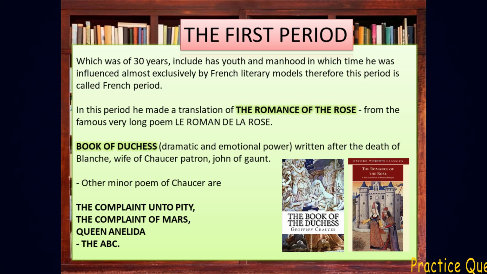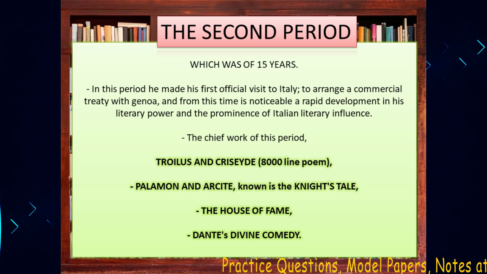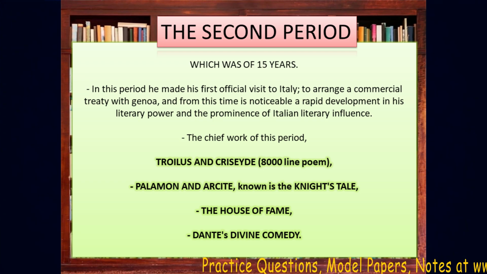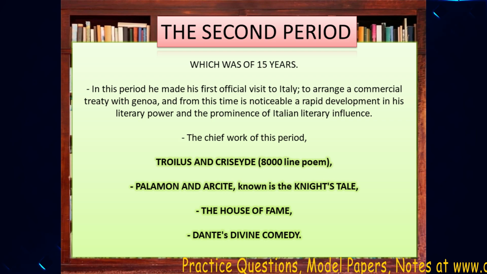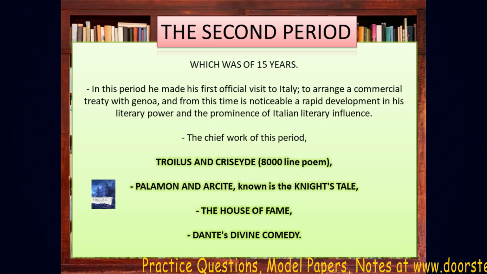The other minor poems written in the first period are The Complaint unto Pity, The Complaint of Mars, Queen Anelida, and the ABC, A Prayer to the Virgin, which is the longest of them. The second, or Italian period: as a diplomat, he traveled to Italy. There he was influenced by Boccaccio, Petrarch, and Dante.